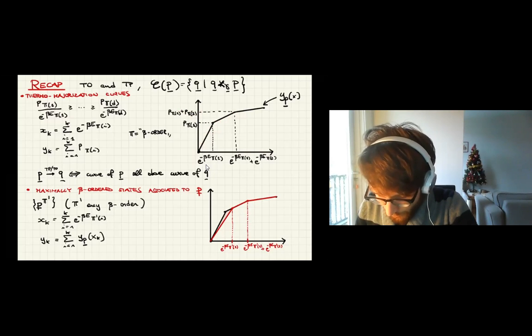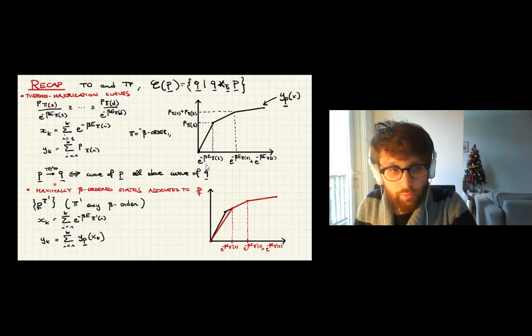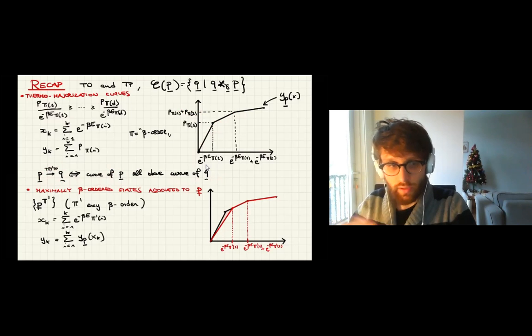And then you transform the problem of knowing if you can have a thermalization process from P to Q, which is some non-equilibrium transformation, to a relatively simple problem, which is to check if the curve of P is all above the curve of Q. Okay, so this is the question for state-to-state transformation.